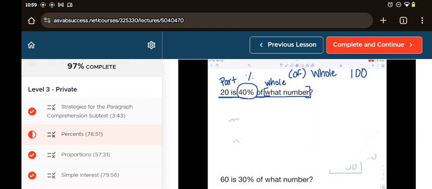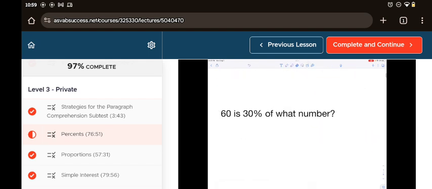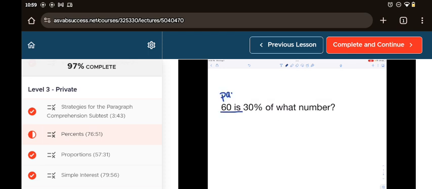I hope that makes sense. If it does not, that is completely okay. We're actually going to do another example that's just like it. If you want to give this one a try, you're welcome to hit pause and try it out. If not, or if you're ready, let's go ahead and review this one. So this one says 60 is, the is tells us this is the part.